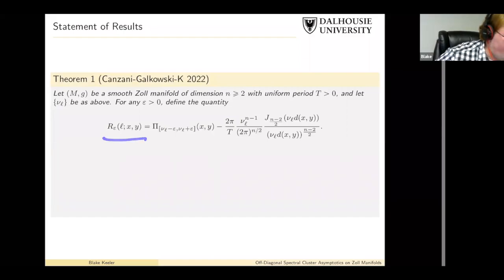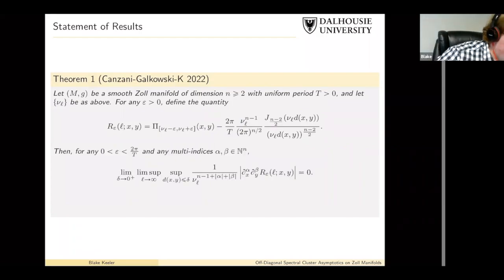This R epsilon of L X Y is defined as the difference between the spectral projection onto this interval minus the thing that I claim is the leading order term. In this case, we get a factor of 2 pi over t because that's the number of eigenvalues, or it's a constant that appears in the expansion of the number of eigenvalues in that interval. Then we have the following property of this remainder function, R sub epsilon.